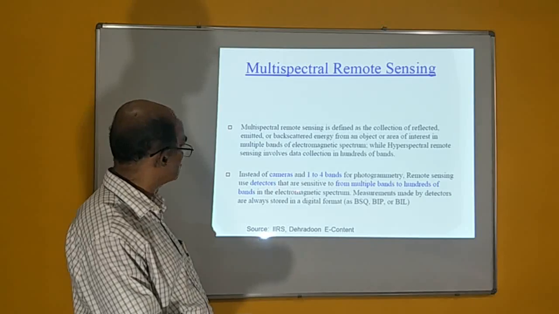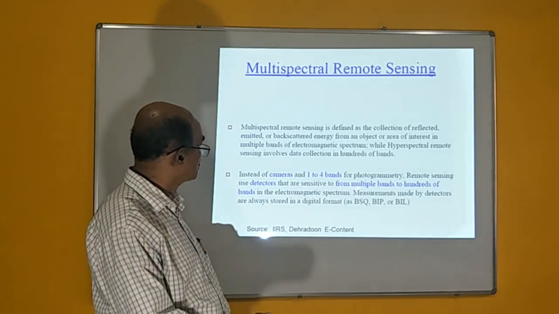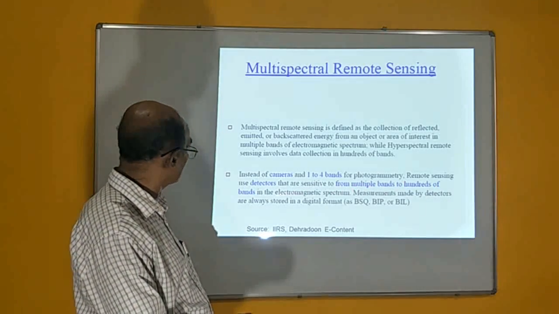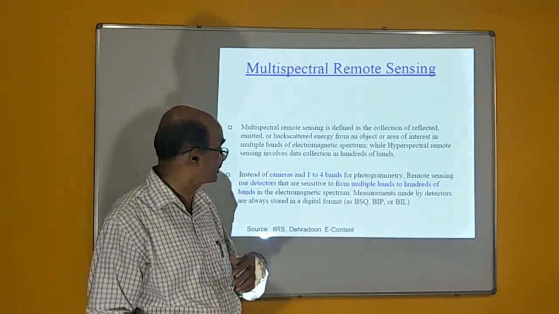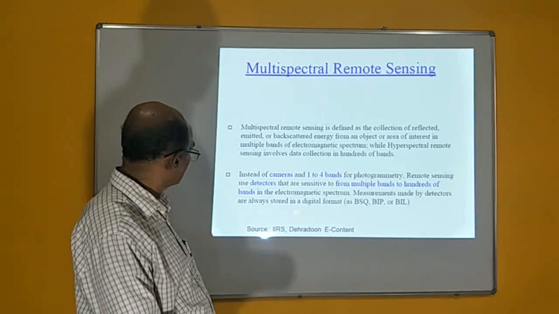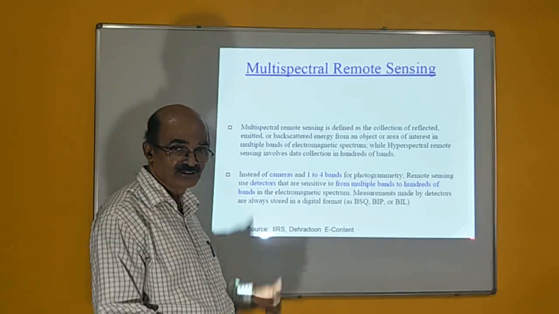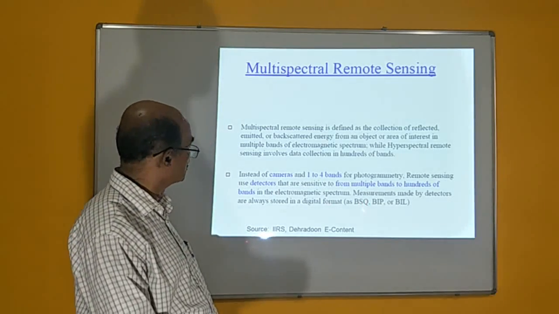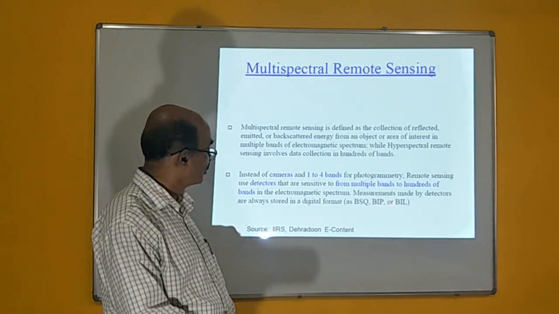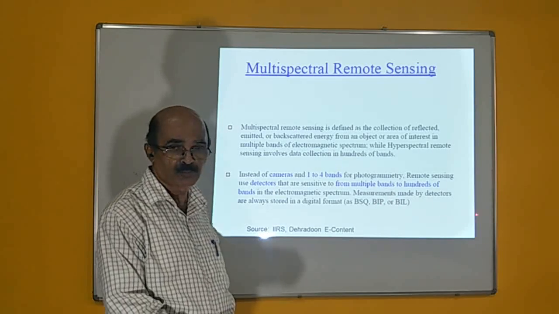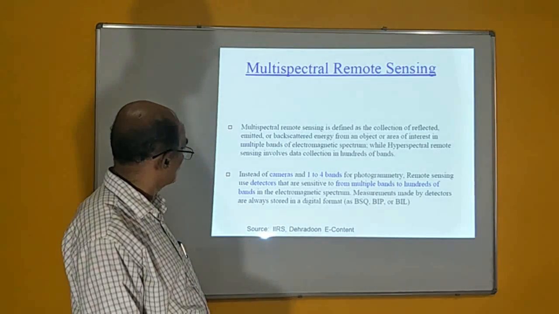So, remote sensing uses detectors that are sensitive to multiple bands to hundreds of bands in the electromagnetic spectrum, and normally detectors record the data and it is stored in BSQ, that is band sequential format, or band interleaved by pixel, or band interleaved by line.